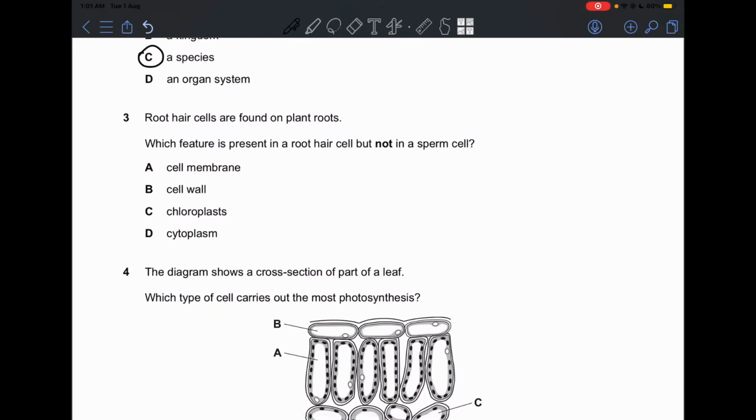Question 3, root hair cells are found on plant roots. Which feature is present in a root hair cell but not in a sperm cell? We know that root hair cells are plant cells. They are found in plants, and sperm cells are animal cells. So we only have cell walls in our plant cells, and animal cells don't have cell walls. They only have cell membranes. So our answer is going to be B.